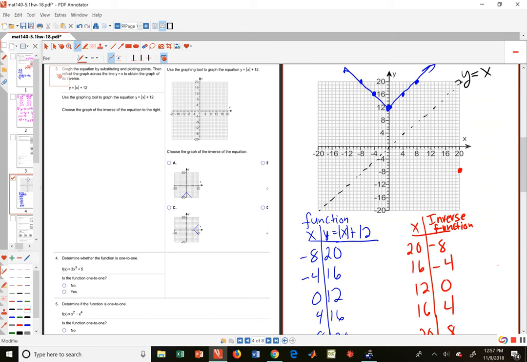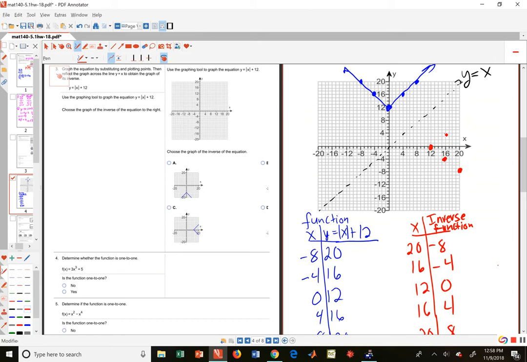Keep in mind there's a little bit of an aspect ratio difference here. This looks a little longer in the horizontal than it does in the vertical. So 20, negative 8. 16 is minus 4. Then at 12, we're at 0. And then at 16, we're also at positive 4 now.